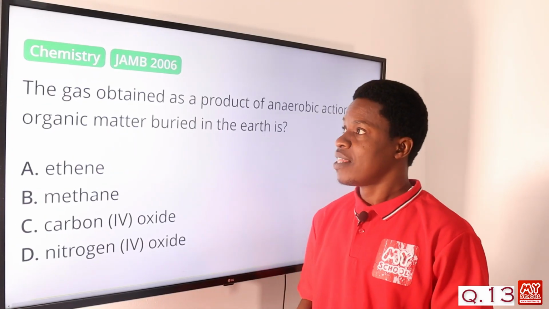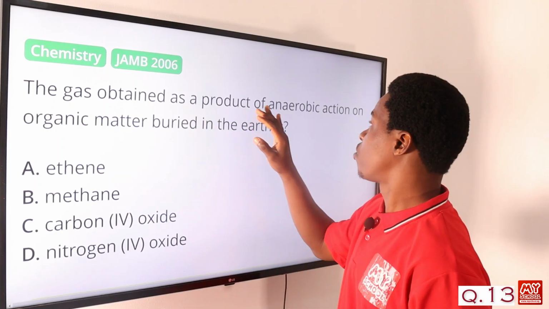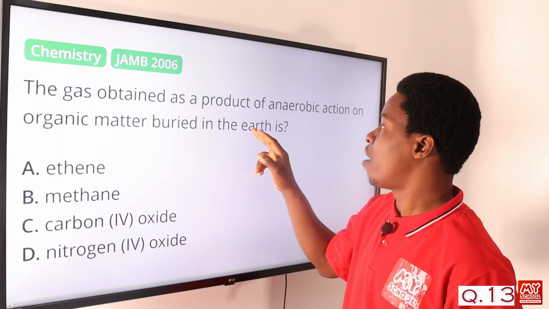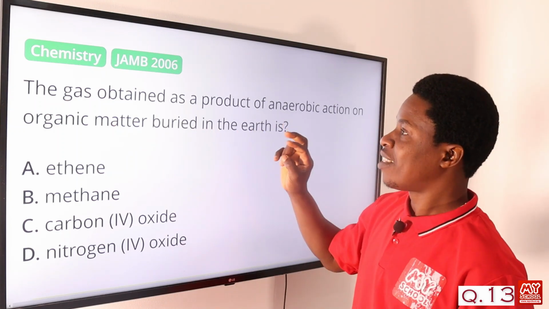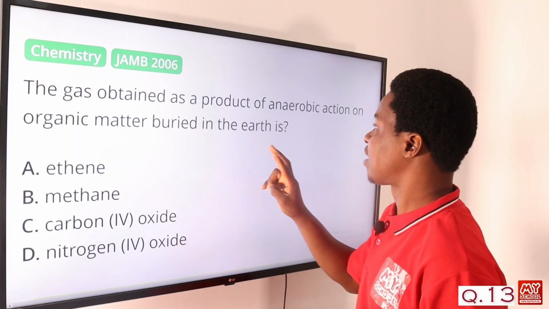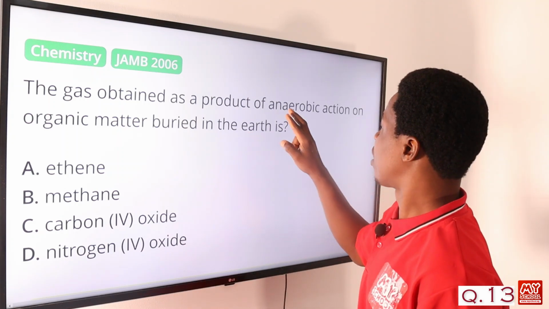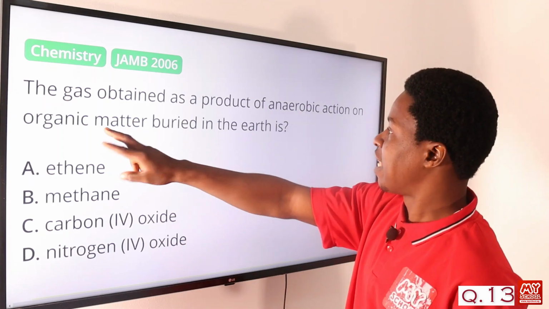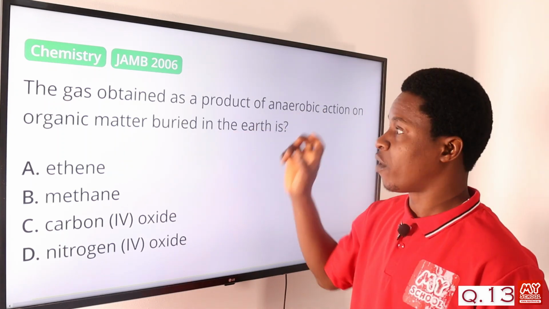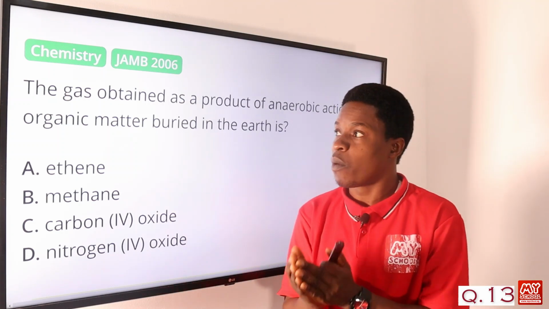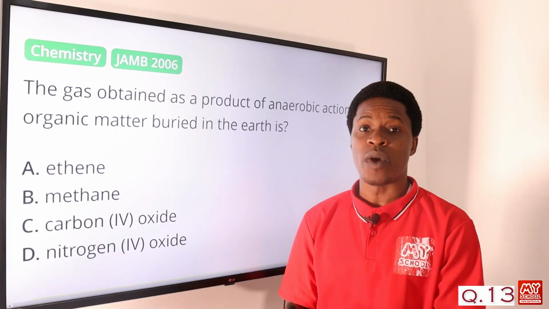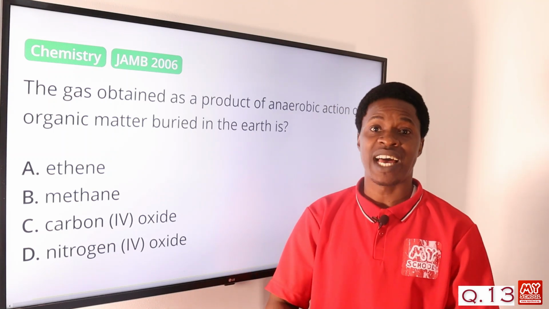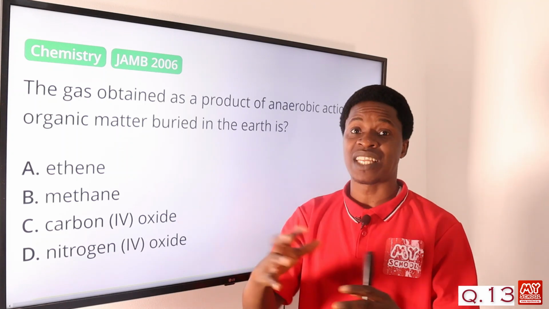Question 13. The gas obtained as a product of anaerobic action on organic matter buried in the earth is what? There are three important things we will look at here. We talk about anaerobic action, we talk about organic matter, and then we talk about buried in the earth. When we talk about organic matter, we are talking about waste gotten from plants and animals. Those are organic, derived from plants and animals.